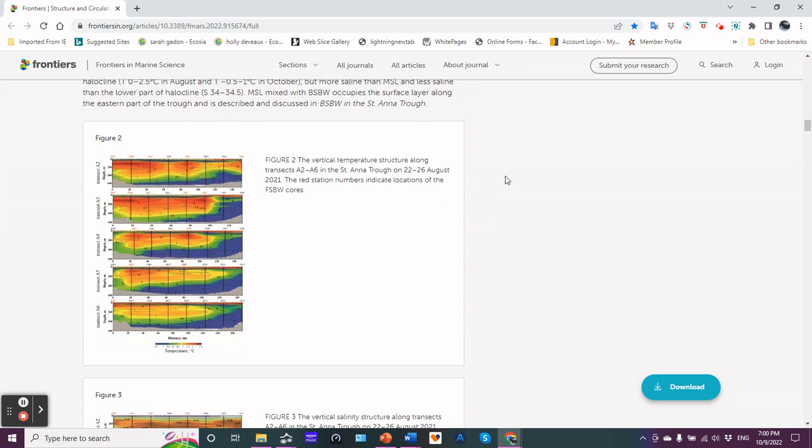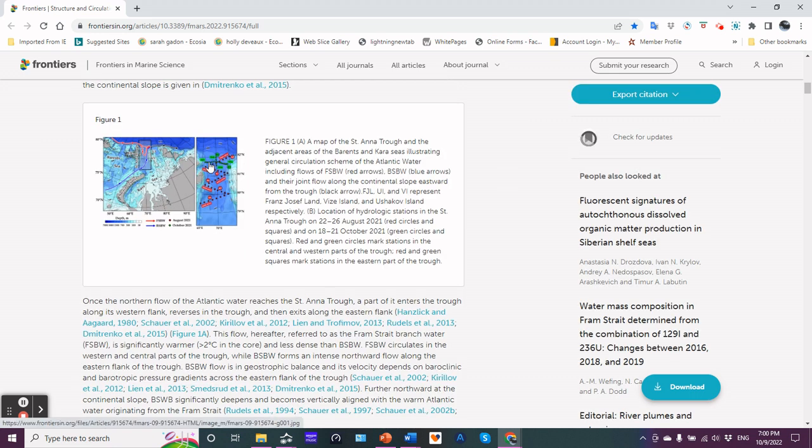Now, a reminder, I just blew right past it. Here are your transects, 2, 3, 4, 5, 6. Right? There's your transects. So this way you get an idea of what they're showing. So let's take a look at this.